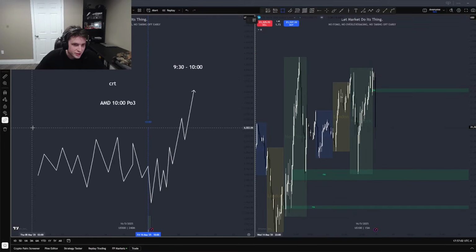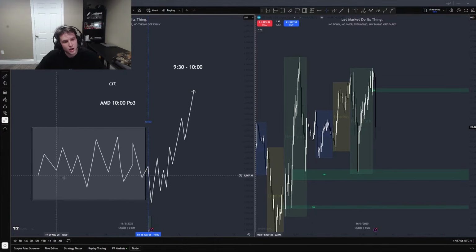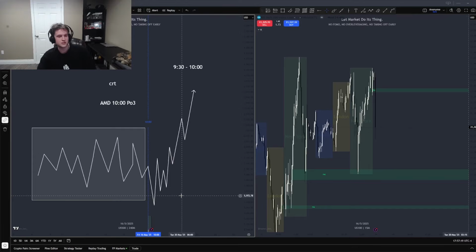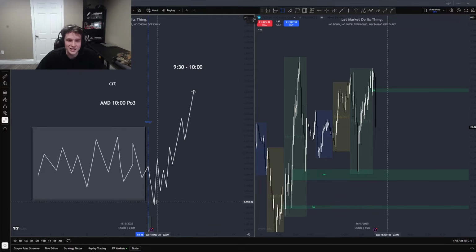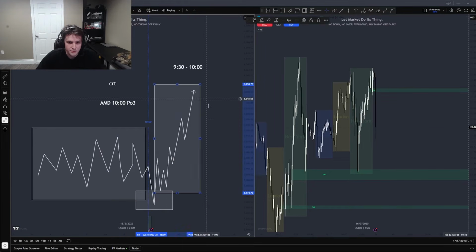So the 9:30 to 10 o'clock is going to look something like this. It's going to be pure chop, manipulation on manipulation. It's going to want to search and destroy all the liquidity. And at 10 o'clock, when that new candle opens, it'll sweep some liquidity, usually in the opposite direction of where you want the market to go, to then form that clean AMD: accumulation, manipulation, and distribution.